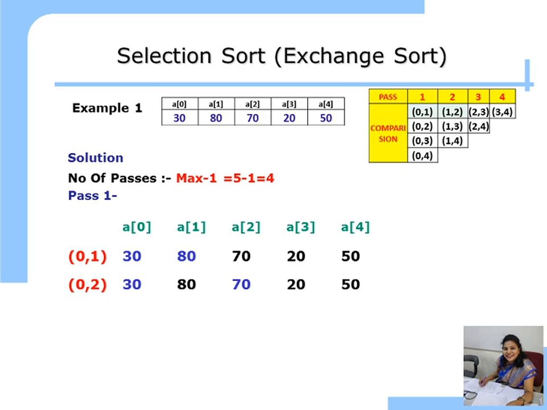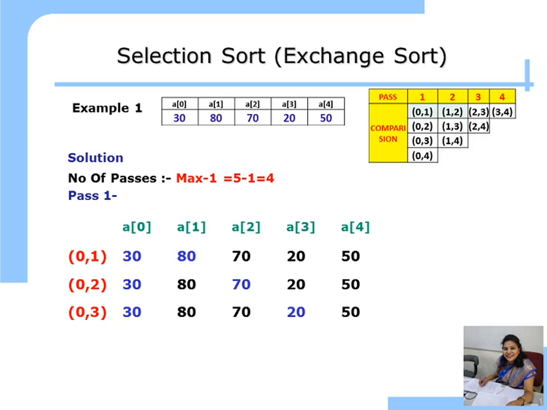So the next comparison is between 0 and 2. What is present at the 0th location? It is 30. What is present at the second location? It is 70. Whatever elements we are taking for the comparison, I have highlighted with the blue color. Is 30 greater than 70? No. So we don't perform any swapping. We go to the next comparison.